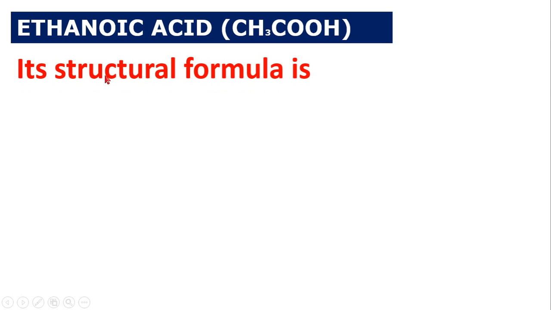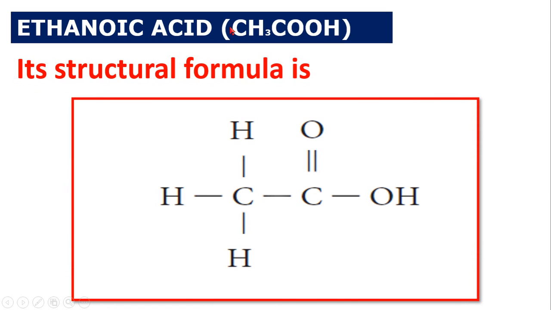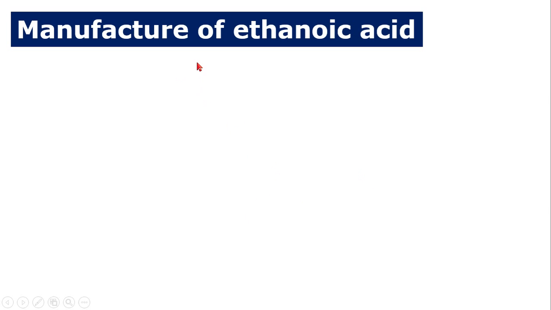The molecular formula of ethanoic acid is CH3COOH, or C2H4O2. Its structural formula is CH3, C double bond O, single bond OH: CH3COOH. Manufacture of ethanoic acid.